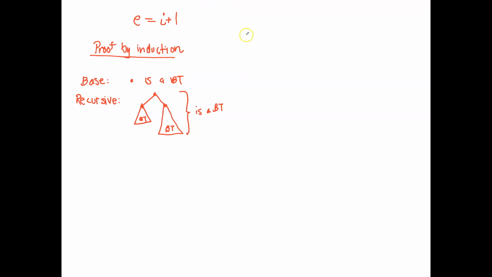Okay, so how do we prove by induction? This is just a reminder for us. We have to show that this property holds for our base case. And as it turns out, it does. Why is this true? Well, we have only one node here, and it has no children. So that means that the number of external nodes that we have, the ones that have no children, is 1, and the number of internal nodes that we have is 0. So we're okay, at least in this base case.